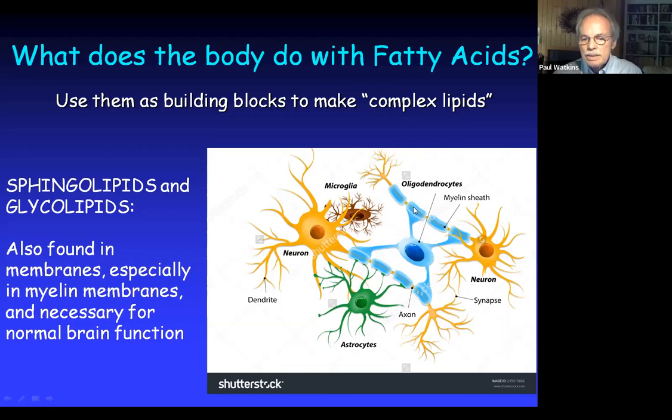Oligodendrocytes make a substance called myelin, which wraps around the axons, wraps around the wire, creating an insulator. So oligodendrocytes insulating the axons of neurons are extremely important for normal conduction of neurologic signals. And diseases in which the myelin doesn't form properly or is defective in any way cause leukodystrophy, white matter brain diseases. So fatty acids are very important constituents of these sphingolipids and glycolipids, and if they are dysfunctional, it can disrupt the myelin and disrupt the normal conduction of electricity down the axon.